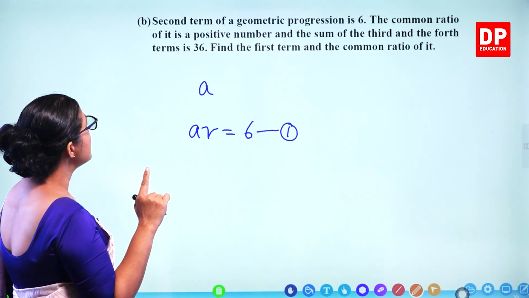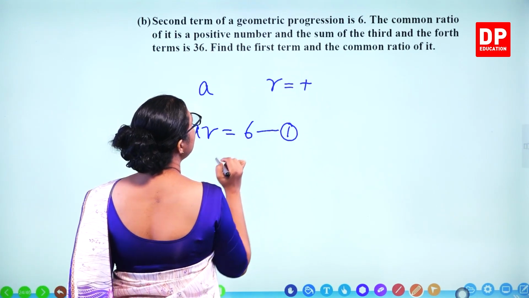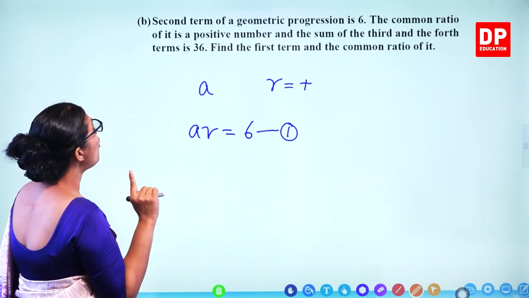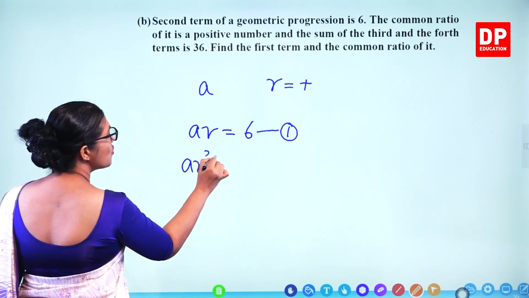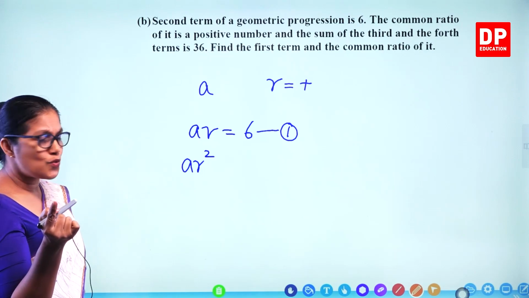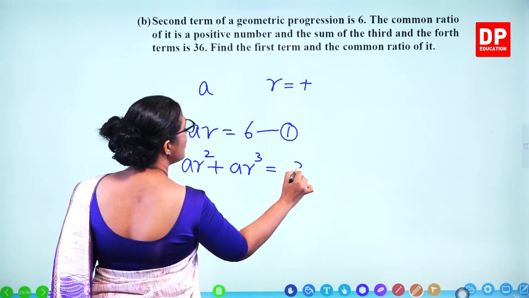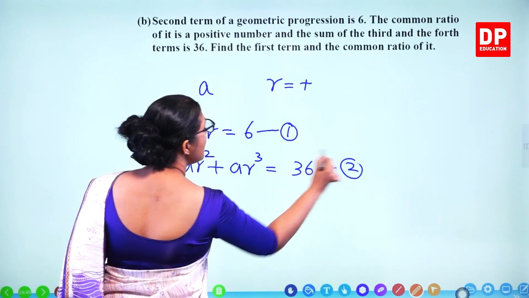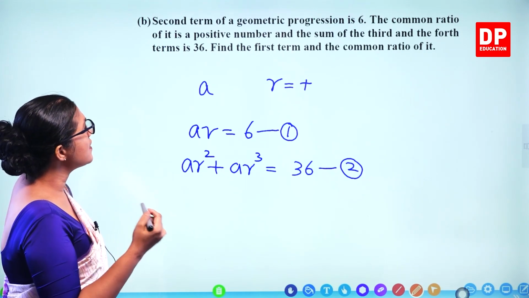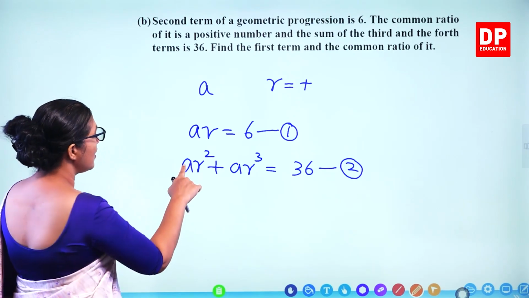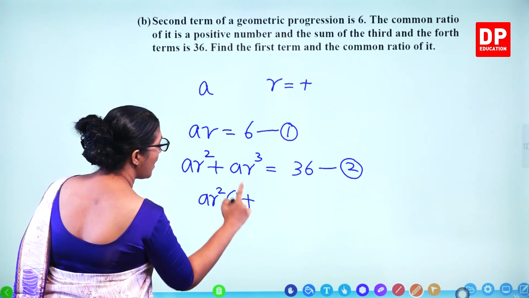The common ratio of it is a positive number, so r is positive. And the sum of the third and the fourth terms is 36. The third term, that means ar squared, ar to the power n minus 1, and the fourth term, ar cubed. That's equal to 36. That's our second equation. How can we solve this? We need to find the first term and the common ratio. Here, can we see ar squared is common? Take it out, so you get 1 plus r.